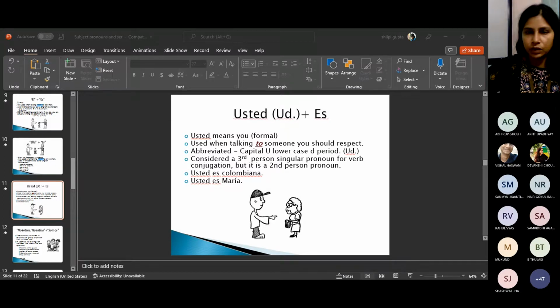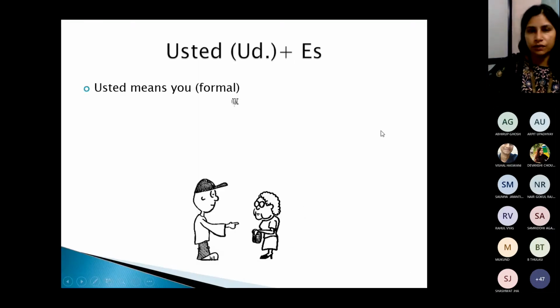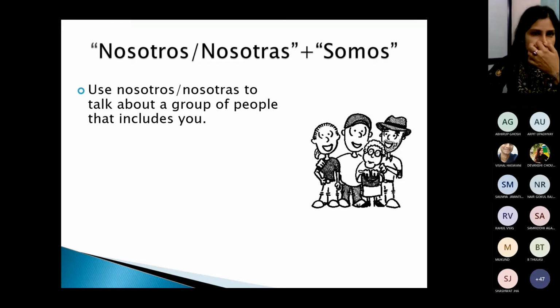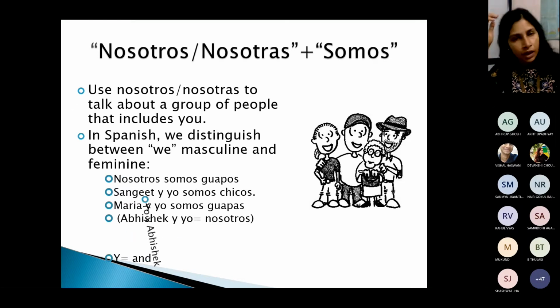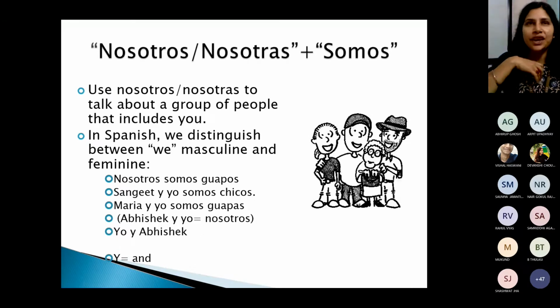Okay, so coming back, ustedes, we did. We are going to nosotros or nosotras, okay? So what we have here is nosotros or nosotras somos, that is the plural of yo, no? Nosotros is the plural of yo. So when I am only there as a person, speaking, I will be using yo soy. Yo soy chico, yo soy chica, yo soy Shilpi, okay?